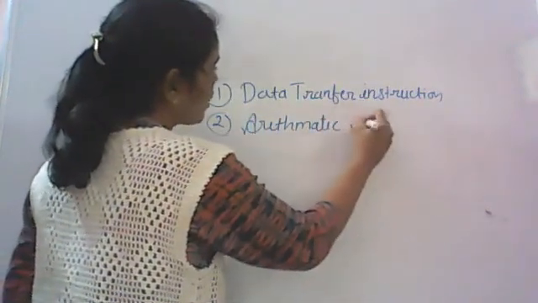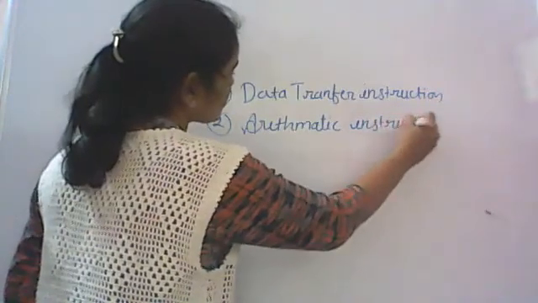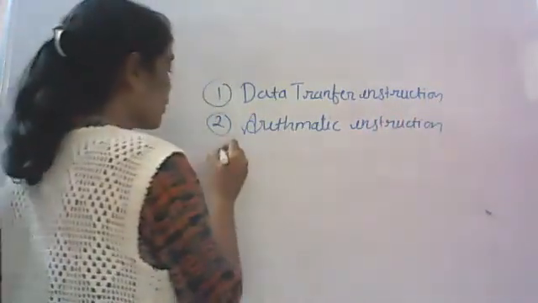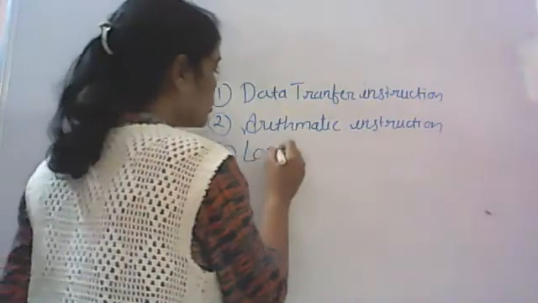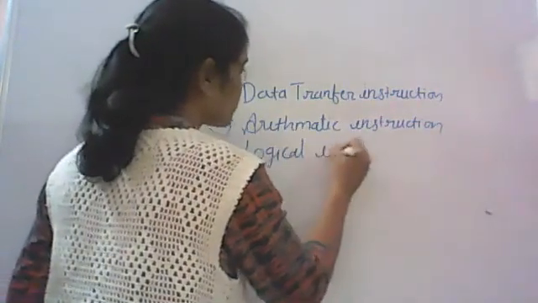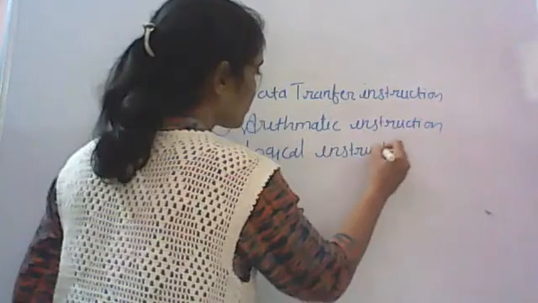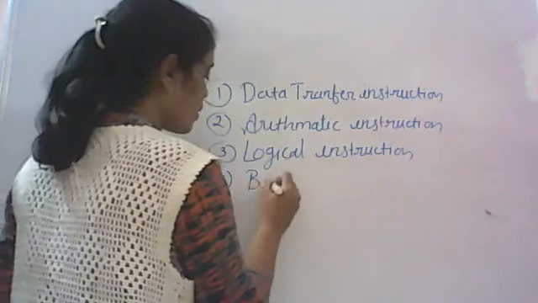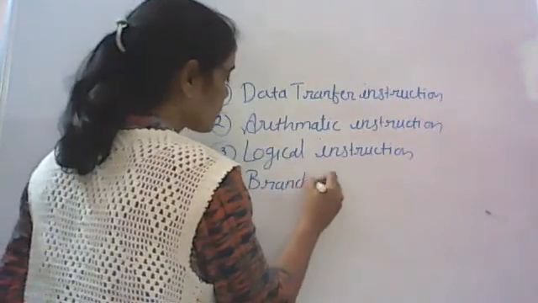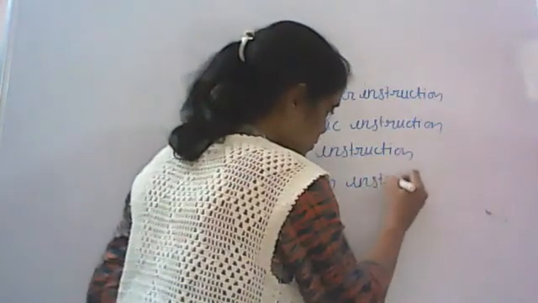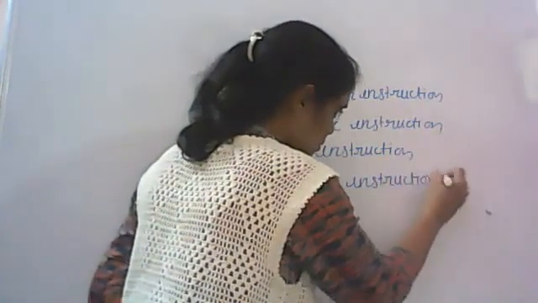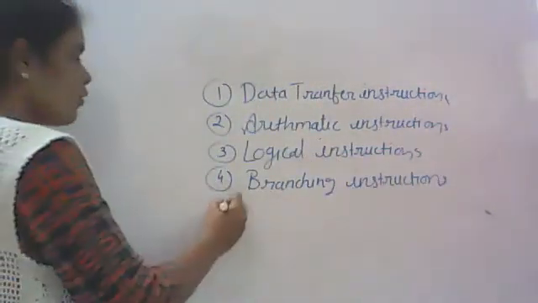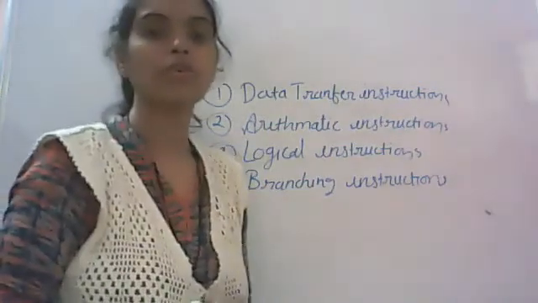Third, logical instruction. Fourth one is branching instructions. And fifth is control instruction.